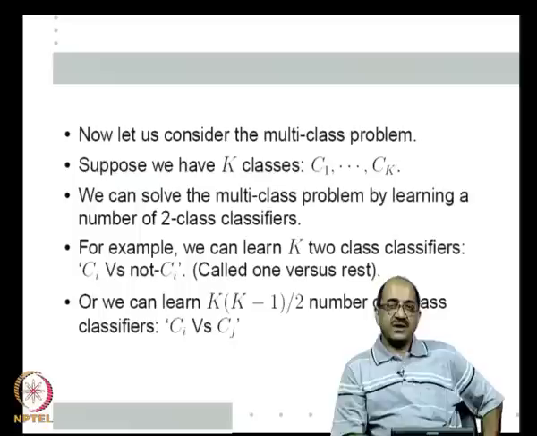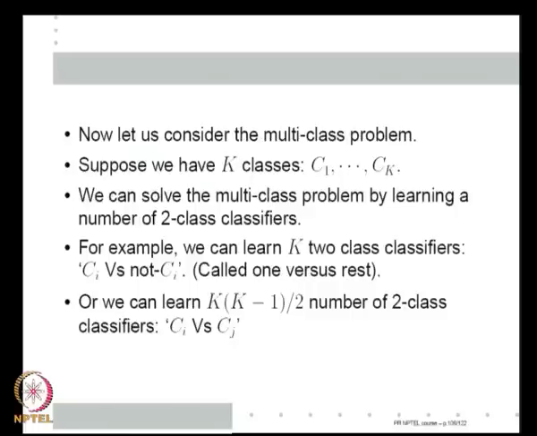Another way of doing it is, instead of learning k, I learn k choose 2 two class classifiers. For every distinct pair i and j, I learn one classifier to distinguish Ci from Cj. Of course, I am learning more classifiers here. Why should I learn more classifiers? Why can't I use the previous method where I have to learn only k classifiers?